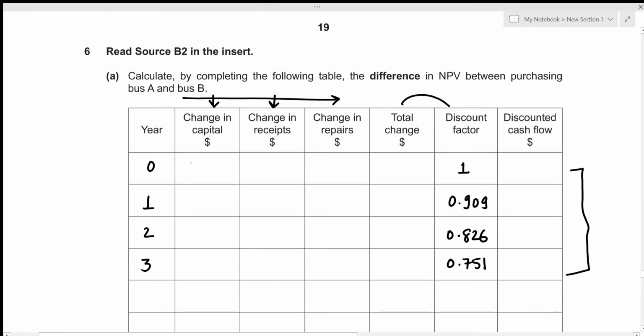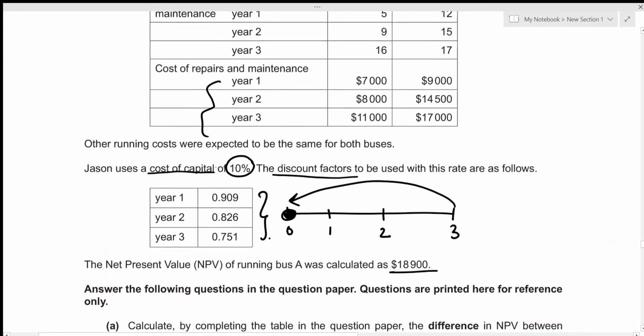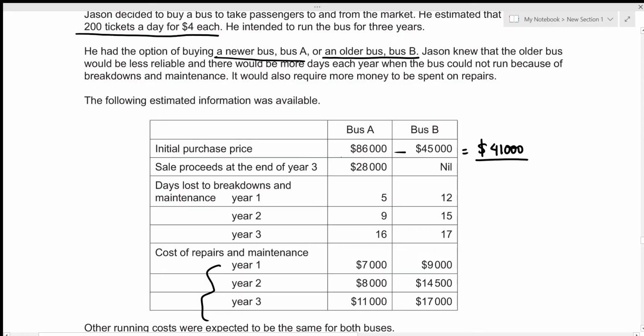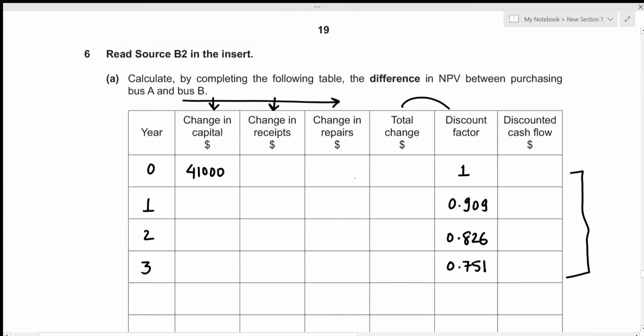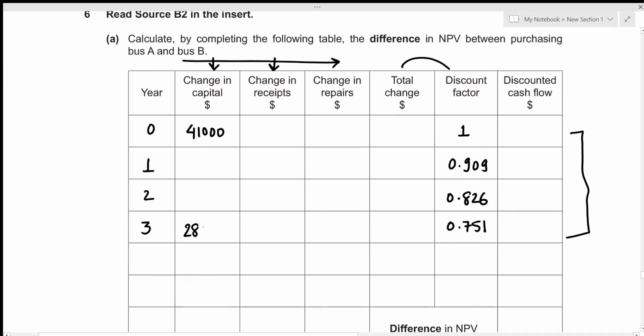So that's in year 0 because we're investing that amount right now. That's 41,000. Then we again have the sale proceeds. We need to record that as well. So what we can see is that the sale proceeds for bus B, that's nothing, right? So we're only achieving the sale proceeds for bus A, which is going to be 28,000. So we are going to record this amount at the end of year 3 because we can see that sale proceeds is at the end of year 3. So we're going to record this amount of 28,000 for year 3. Let's do that. So for year 3, that's going to be 28,000, but we'll have to list it down in a bracket.